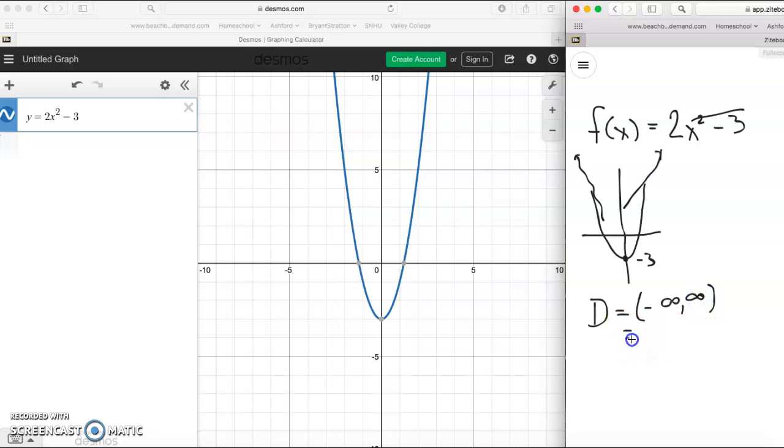My range is different. Notice that my range has a cap for the bottom. So my range will go up forever, right? It'll go up forever, but it stops here. It includes that value. So we can say my range starts, it includes negative 3, and it goes to positive infinity. It'll go up forever.